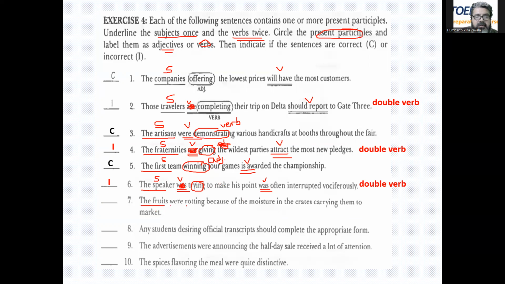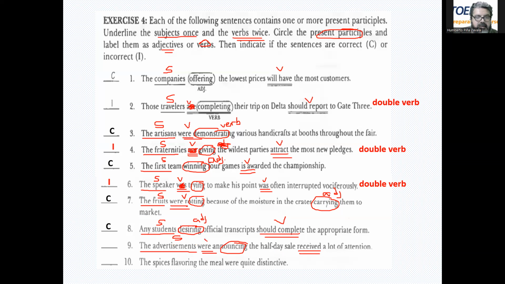The fruits were rotting because of the moisture in the grapes carrying them to market. So we got subject, we got the verb, we got the adjective. It's correct. Got that. Any students desiring official transcript should complete the appropriate form. So we got students should complete. We got the participle as an adjective. It's correct. The advertisements were announcing the half-day sale received a lot of attention.